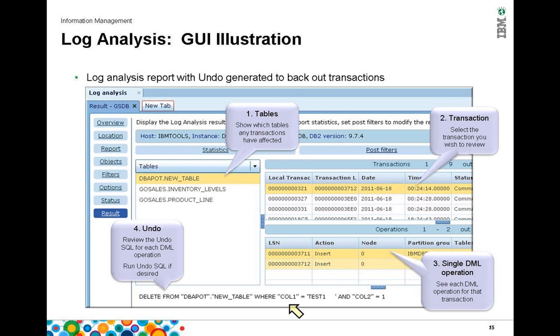At the bottom of this graphic, you can review the undo SQL for each DML action that happened for that transaction. And there's a way to actually capture or generate the SQL report for this. So you could get a very simplistic undo script, review that, and then just run it against the database. Hopefully this gives you a rough feel for what this might look like.